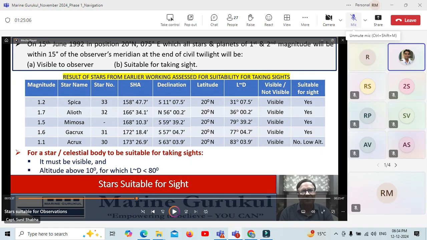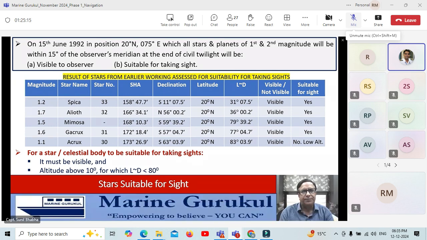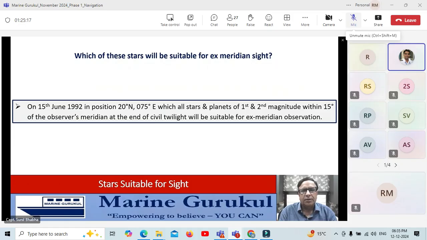Okay, let's go. The third type is a little heavy and complicated, so let's move to type 3. Another type of question that is asked in the exam is to find the stars and planets which are suitable for X meridian observations.